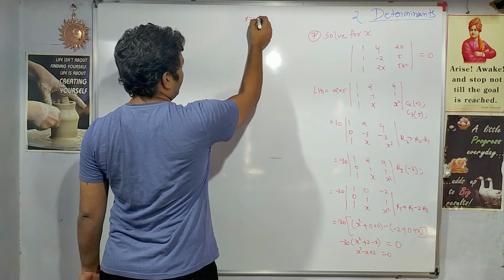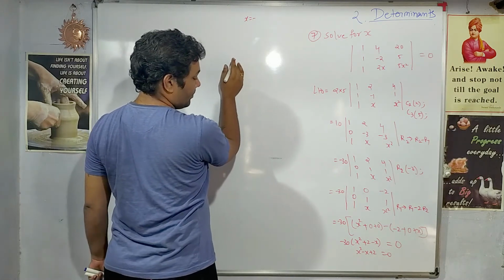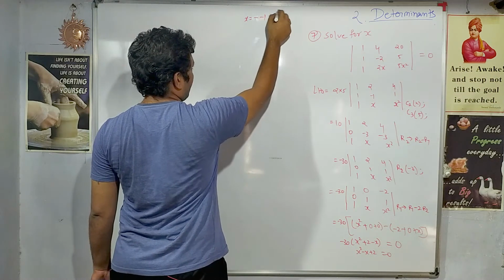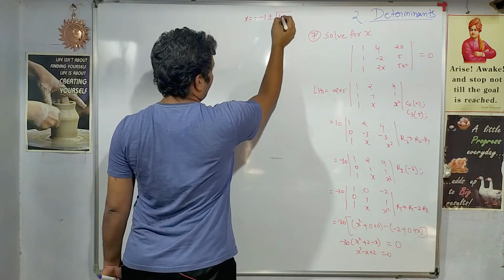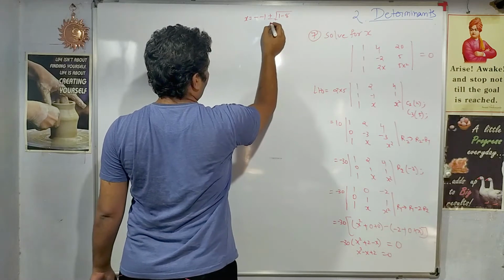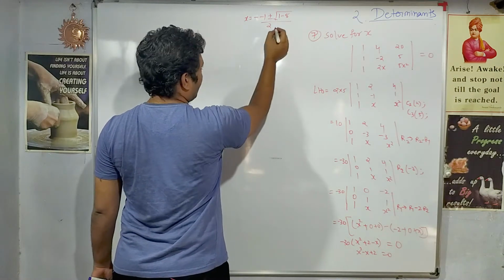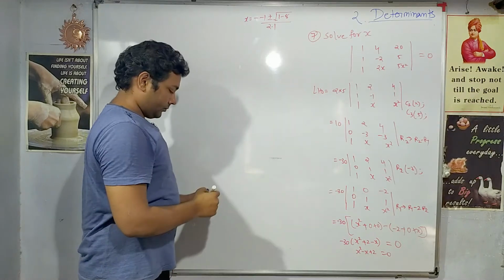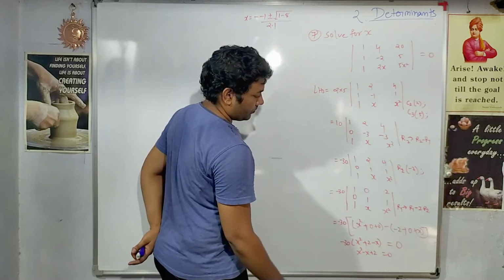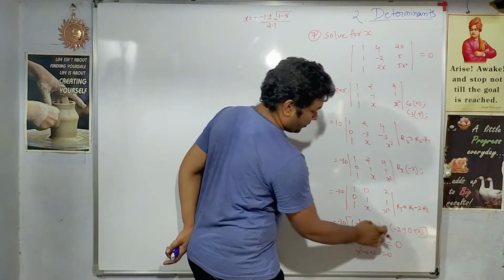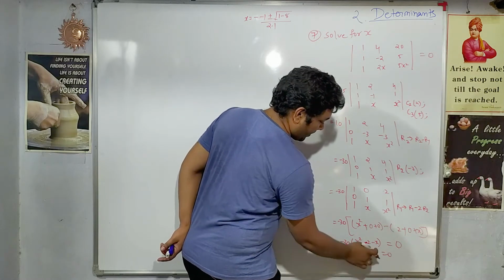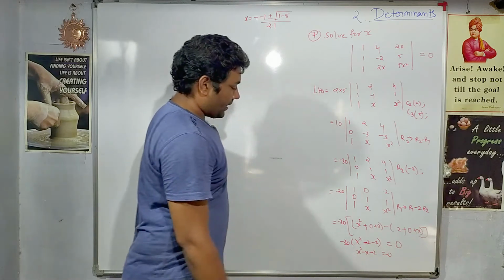So x will be equal to minus b plus or minus square root of b square minus 4ac upon 2a. So a is 1, so 2 into 1. Here this will be plus 2. So if this is the plus 2, this will also be plus 2, and it will become minus 2 here. So minus x minus 2.